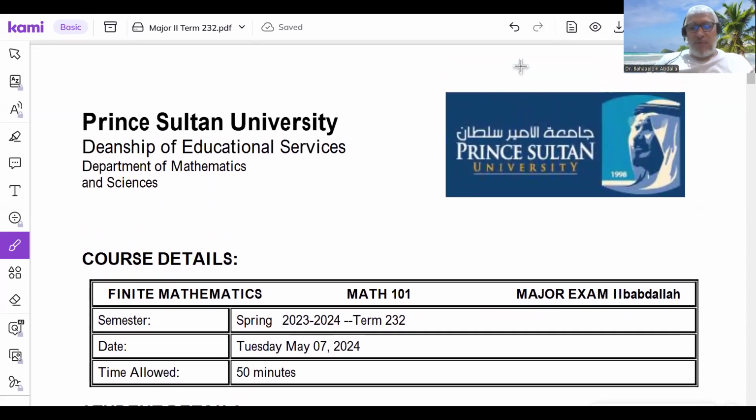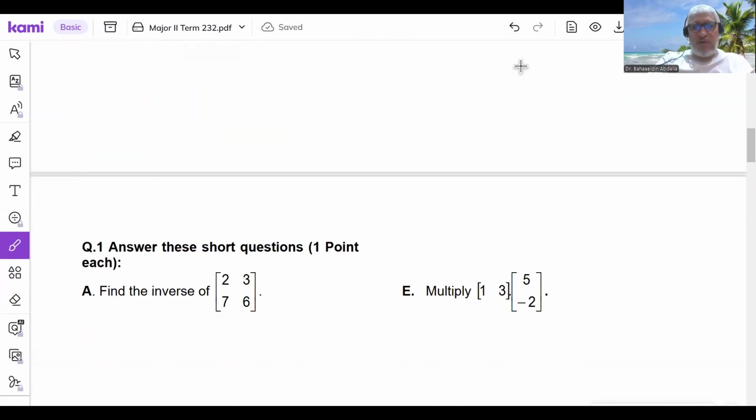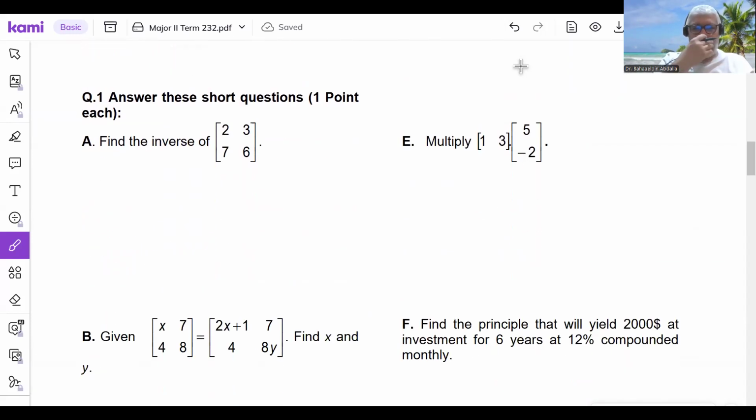This is Math 101, Major Exam 2, Term 232. Let us have a look at the exam and solve it together. Answer these short questions, 1 point for each one. Find the inverse of this matrix.